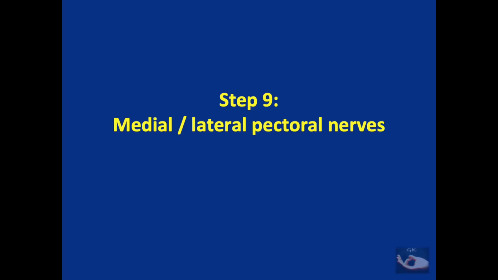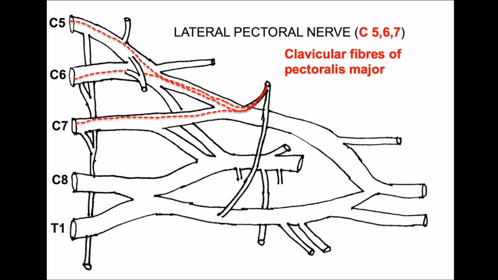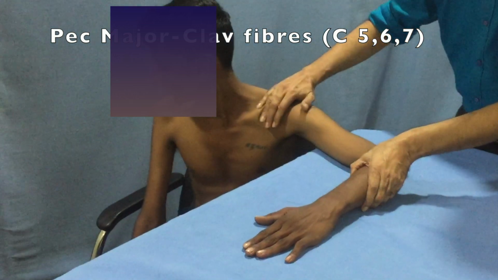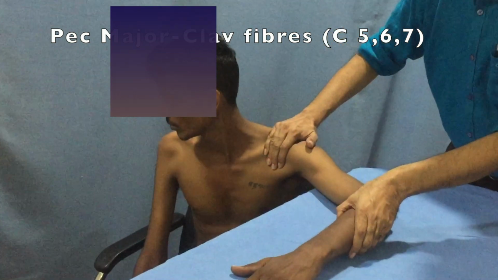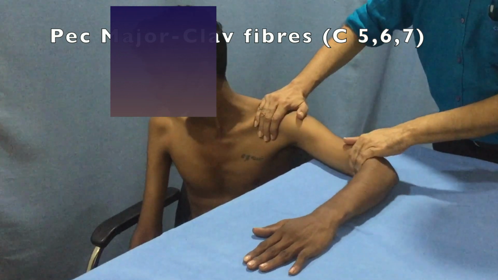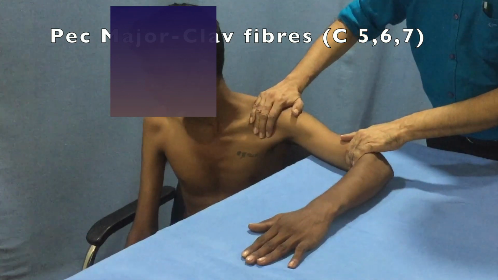The medial and lateral pectoral nerves together supply the pectoralis major muscle. But we must remember that the lateral pectoral nerve supplies the clavicular head and the medial pectoral nerve supplies the sternal head. To test the clavicular fibers, the patient is in a sitting position with the shoulder abducted 90 degrees, elbow partially flexed and the palm facing downward.